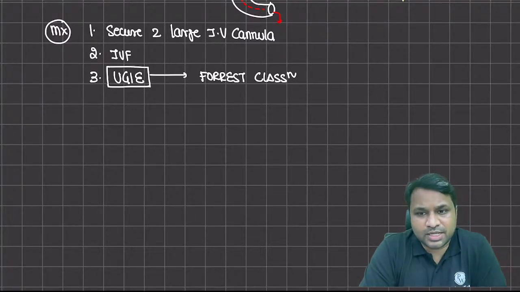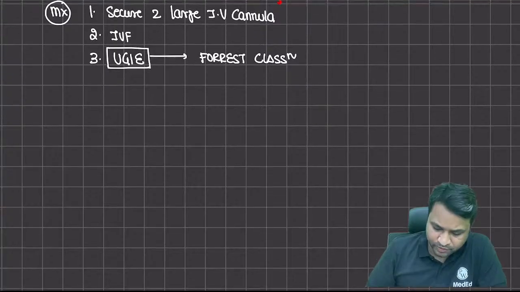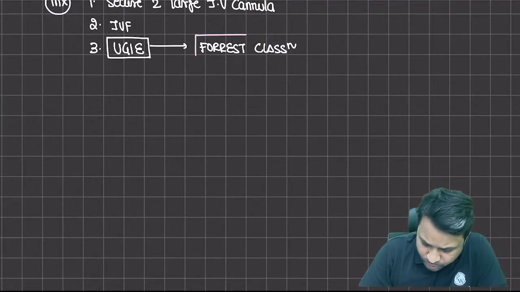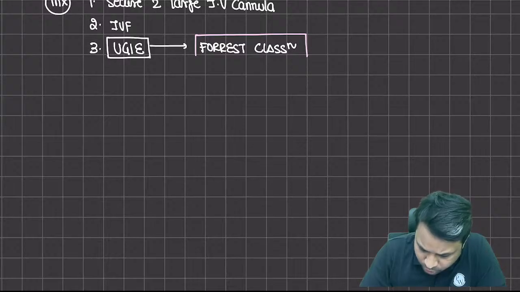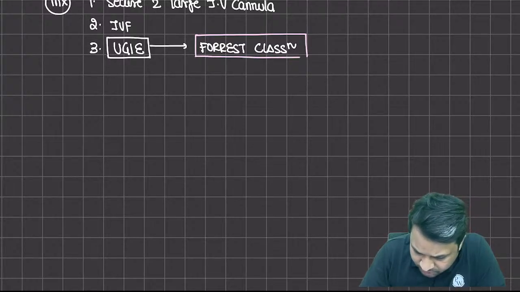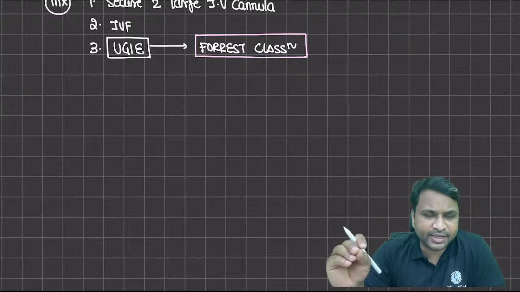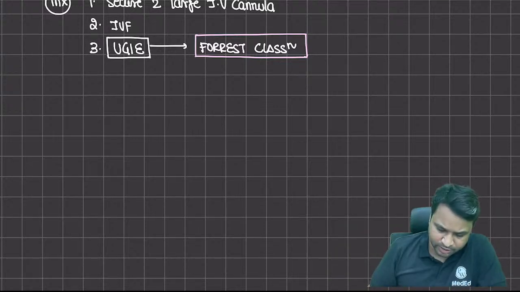We have the Forest classification. Absolutely correct. This is to evaluate the upper GI bleed that is going to be present. So when you put an endoscope, you will look at the base of the ulcer, and based upon that, you can predict whether it is going to be a high risk for recurrence or a low risk for recurrence, right?